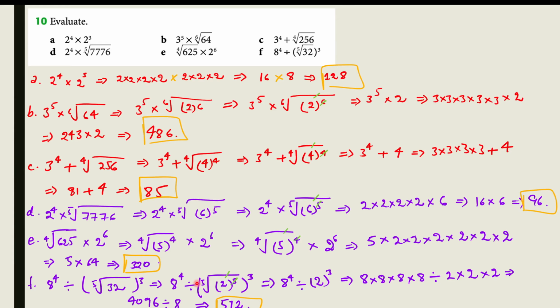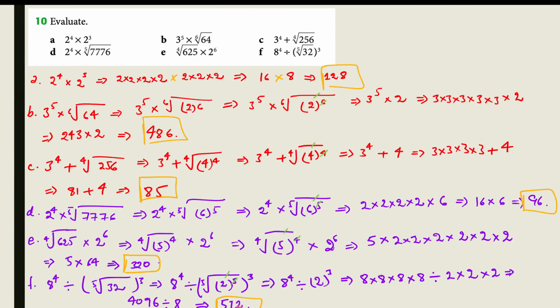We got rid of this root with the power of 5, and we are left with 8 raised to the power of 4 and the division sign. So again, we first find the number after the power is applied. 8 multiplied by 8 multiplied by 8 multiplied by 8 is equal to 4096. 2 raised to the power of 3 is equal to 8. So 4096 divided by 8 is equal to 512.